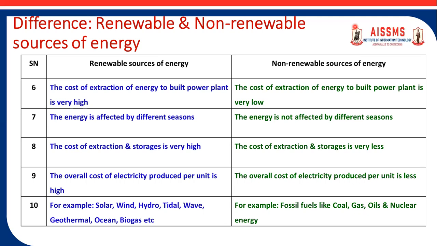In renewable energy sources, the energy is affected by different seasons, while in non-renewable energy sources, the energy is not affected by different seasons. In renewable sources, the cost of extraction and storage is high, while in non-renewable, the cost of extraction and storage is less. In renewable sources, the overall cost of electricity produced per unit is high, while in non-renewable, it is quite less. Examples of renewable energy sources are solar energy, wind energy, hydropower energy, tidal energy, wave energy, etc. While examples of non-renewable energy sources are fossil fuels like coal, gas, oil, natural gas, nuclear energy, etc.